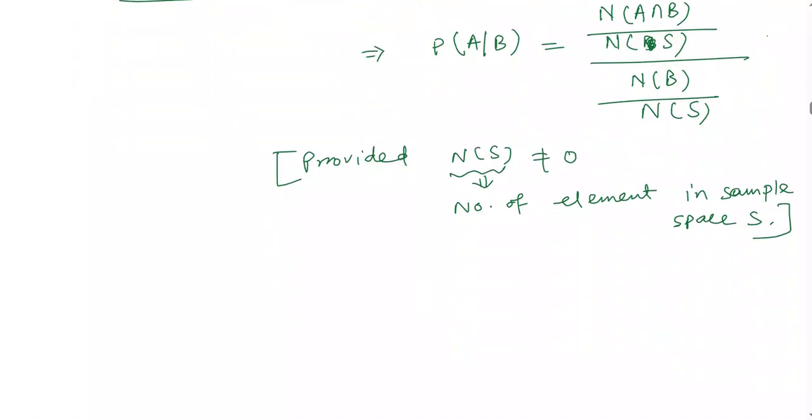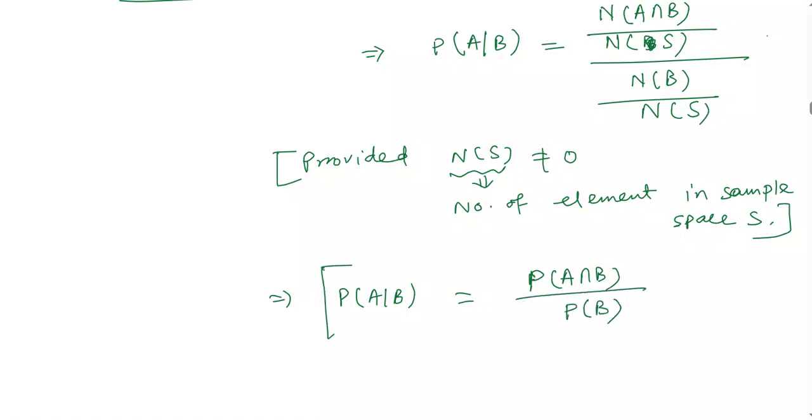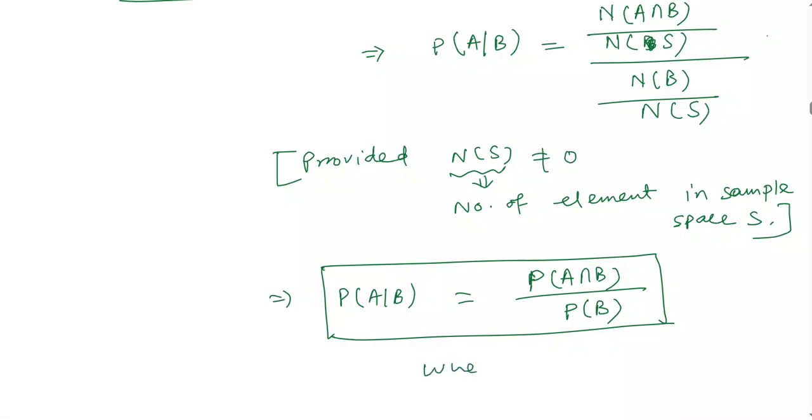Now that implies probability of A given B is probability of A intersection B divided by probability of B. That is the final scenario, where provided probability of B is greater than 0. Probability of B cannot be 0, because if it is 0 the denominator will be 0 and there will be a problem. So for conditional probability, the event that is already given can never have probability 0.